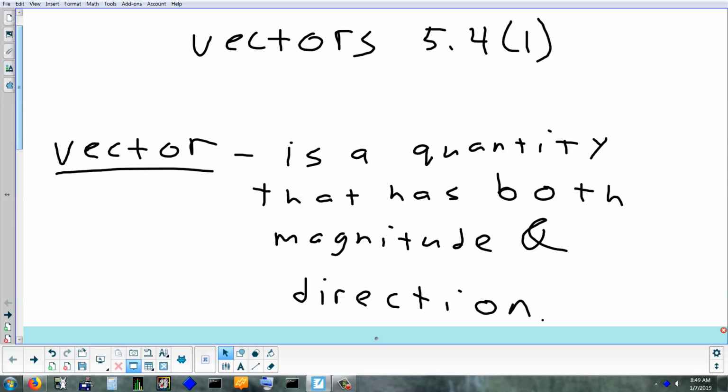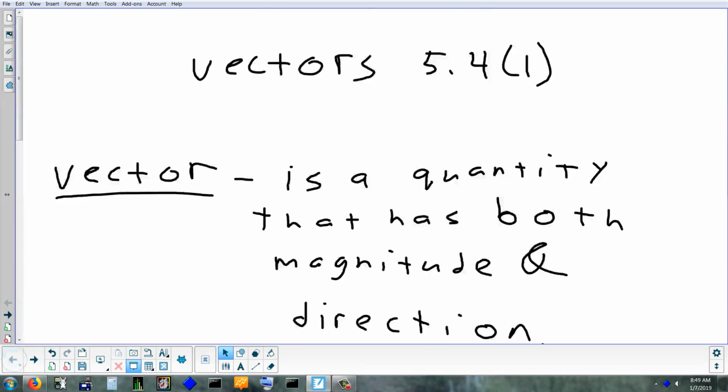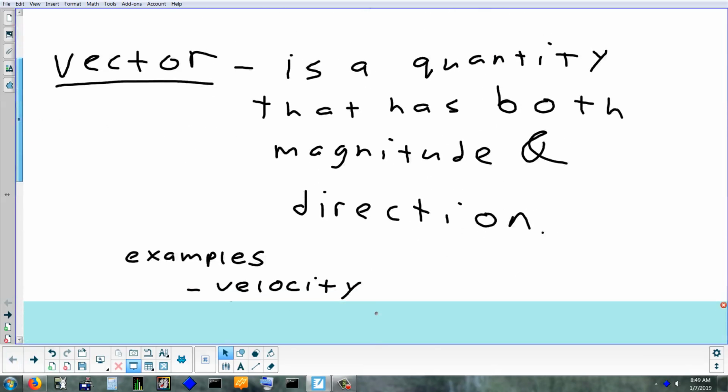So one thing we use vectors for is to describe anything that has a velocity to it, right? Like a car. You could say the car is traveling east on this road at 20 miles an hour, or it's traveling east on the road at 30 miles an hour. So that's a vector because it's describing the speed and the direction.